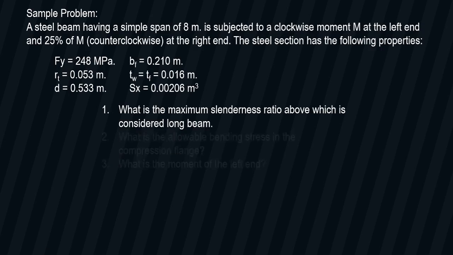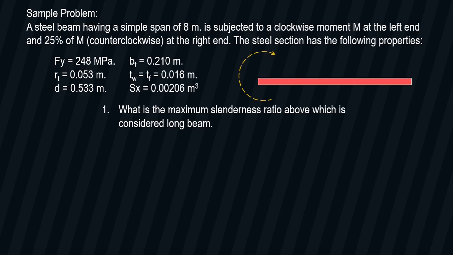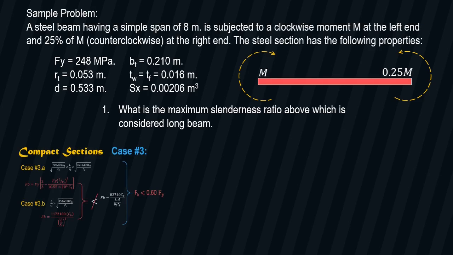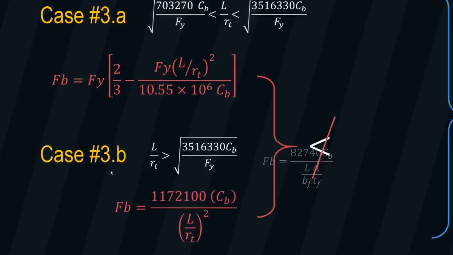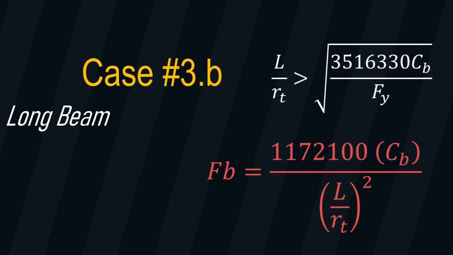Okay, let us solve item number 1. From the problem, we have a beam subjected to a clockwise moment on the left end and a counterclockwise moment on the right end, but the magnitude of the moment here is only 25% of the moment on the left end. So what exactly is being asked in the problem? Now you all know for a compact section, case number 3, we have 2 cases. Case number 3.b is what we call the long beam, and that is when the slenderness ratio exceeds this value. So this is actually what we are looking for.